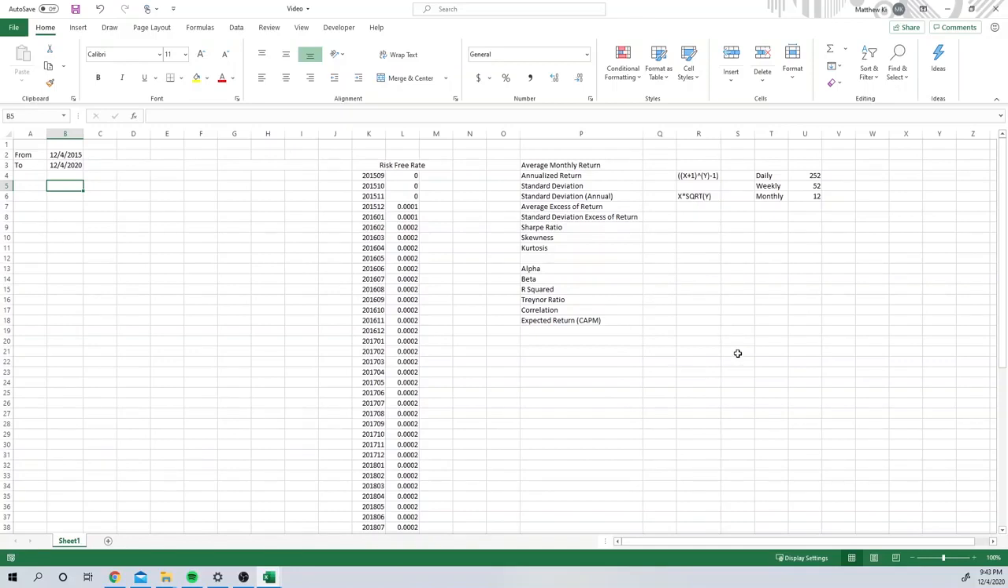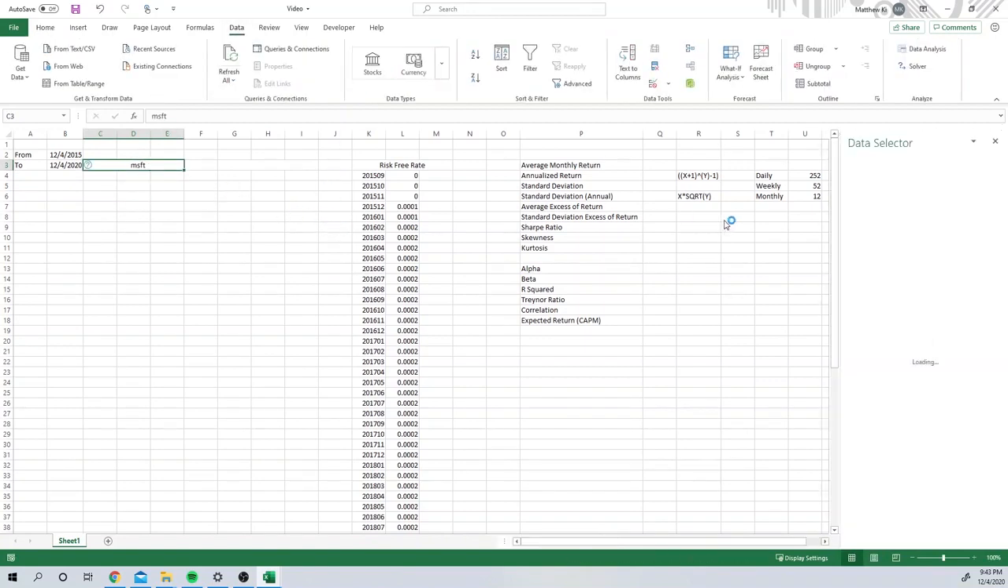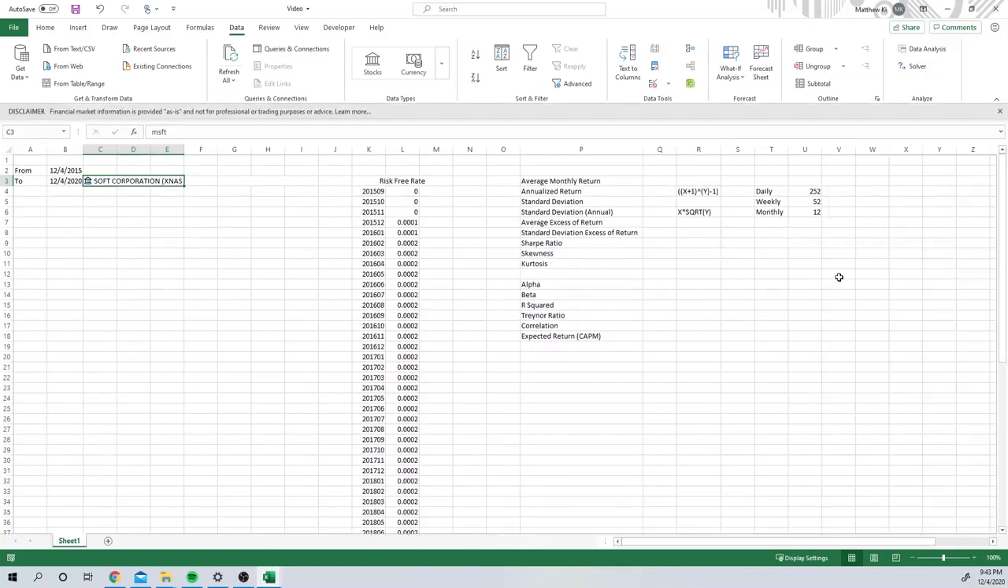Now we have to find a stock we want to calculate for. Let's do Microsoft. Then we go to Data, Stocks. It's Microsoft. Now you have to check if you have this function, Stock History. If you don't, you might have to use the beta version, because you have to get access to it. It's still in beta, but it might be rolled out soon.